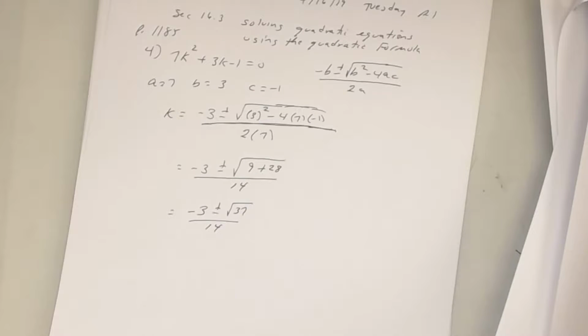Then you simplify the radicals. That's the stuff that we did in chapter 15. Remember that? Can I simplify the square root of 37? Is there a perfect square other than 1 that goes into 37? No. In fact, 37 is a prime number, right? That's a prime number. So I cannot simplify the square root of 37.